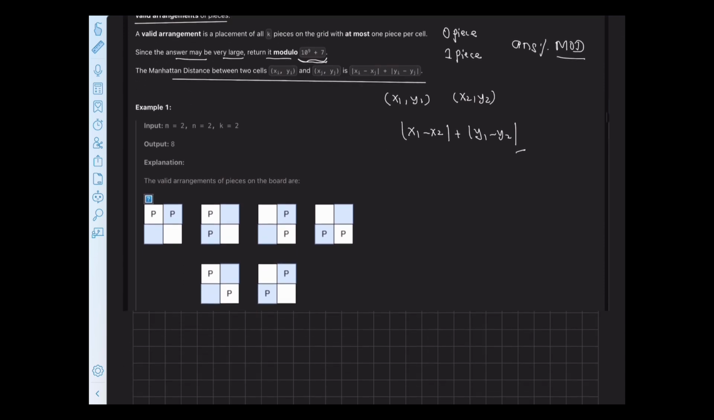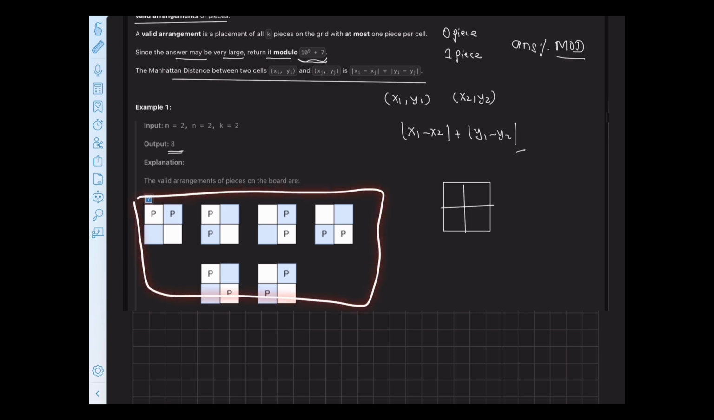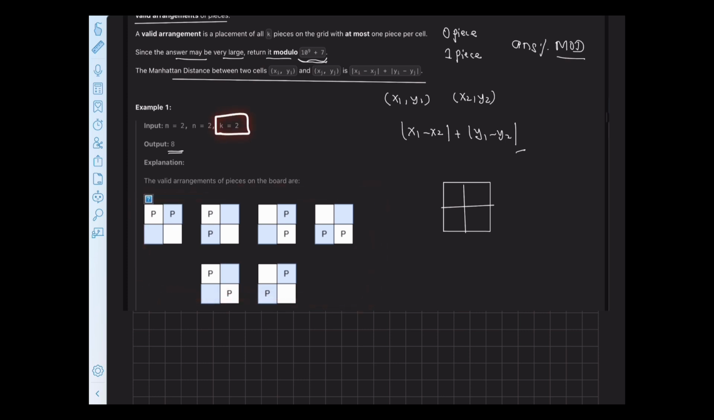In this example, we're given a 2 by 2 grid. So we have only 4 cells in here. The output over here is 8. They have drawn all the possibilities for us. The number of pieces is 2, so we can place the pieces like this, like this, like this, like this, like this, and like this. There is no other possibility of putting all the pieces.